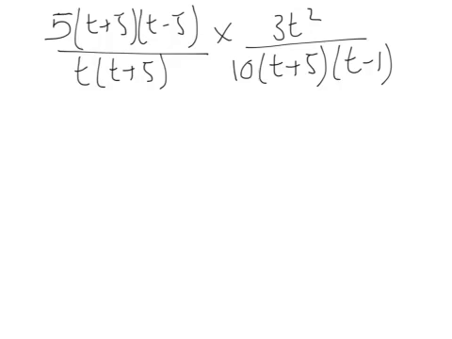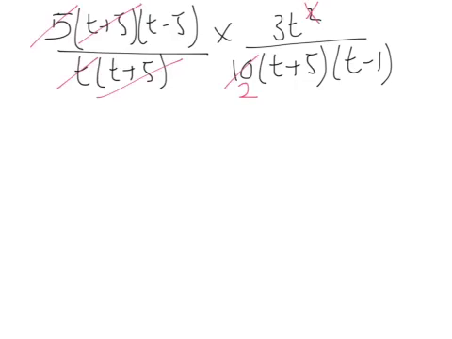Okay, let's do this cancelling bit. So what can I cancel now? I've got a t plus 5 on the top, and have I got one on the bottom? Yes. What else have I got? I have got a 5 on the top that can cancel with the 10 to make 2. I've got a t on the bottom that will cancel with the t on the top. And I think that's it.